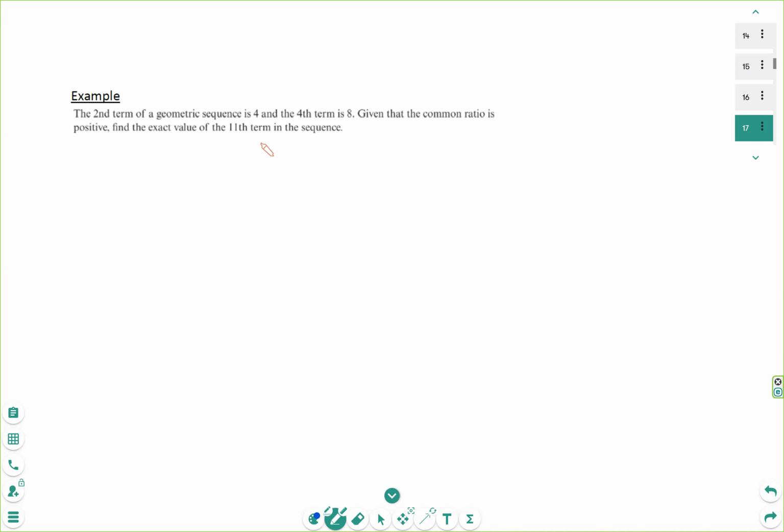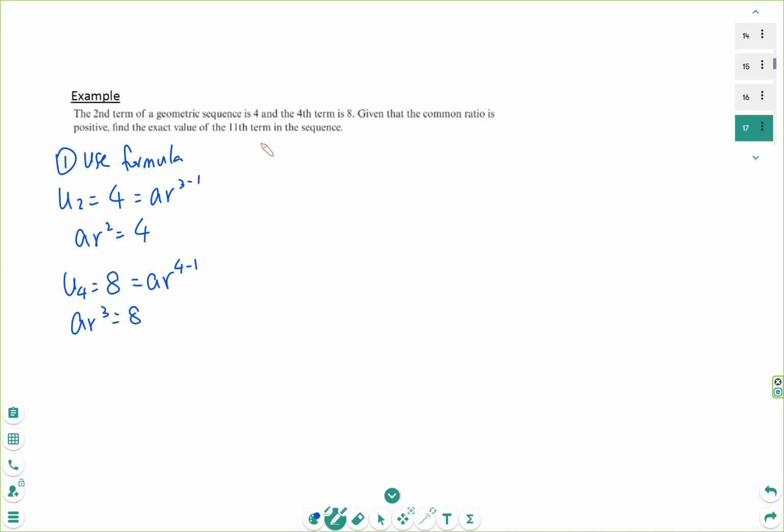So method number 1, use the formula. What we know is the second term is 4, that means u2 equals 4. So u2 also equals ar to the power of 2, so ar squared equals 4. That's the first equation. Next one, the fourth term is 8. So u4 equals 8, which also equals ar to the power of 3, so ar cubed equals 8. So from here, we can then do simultaneous equations.